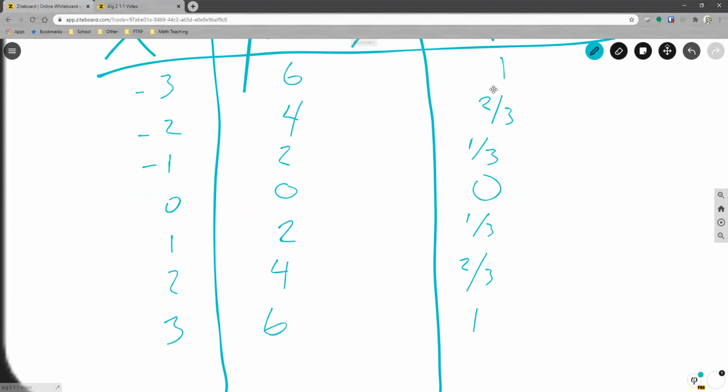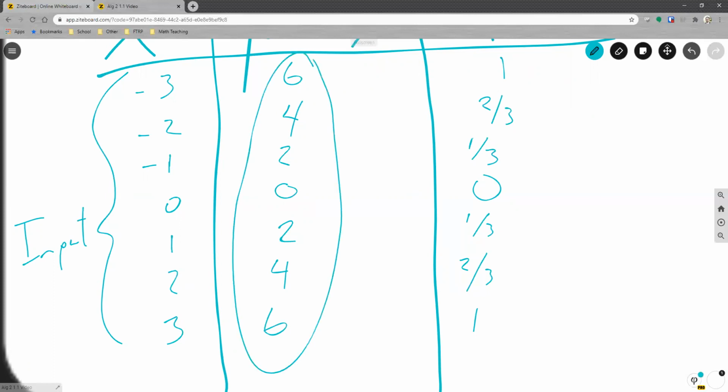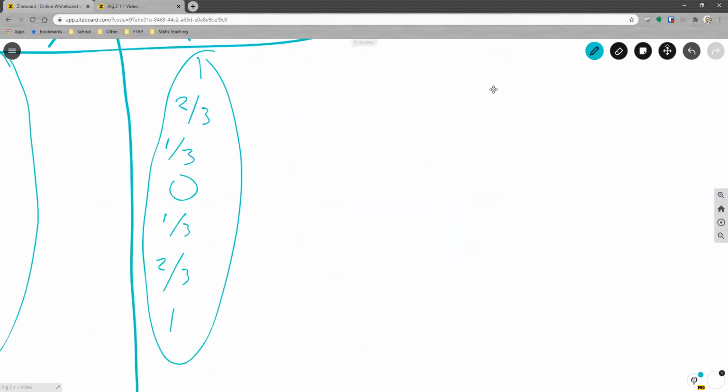So now I've got some coordinates. I've got my x inputs over here. And then I've got outputs for both functions. This is for the first function, all my outputs. This is for the second function, all my outputs. If I wanted to chart this out or graph this out, draw my parent function.